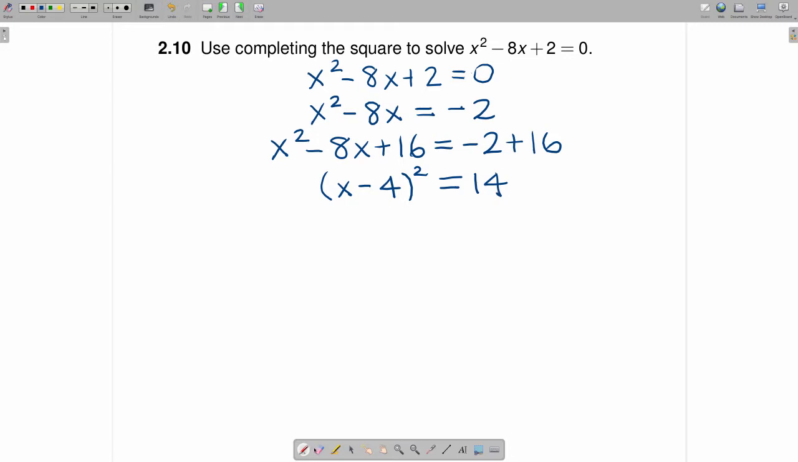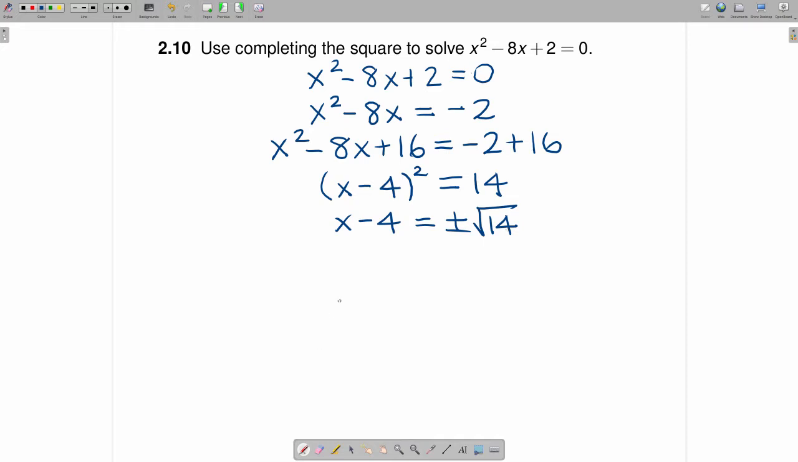The next step is to take the square root of both sides. Remember, we're trying to solve for x, so we take the square root of the left-hand side and the square root of the right-hand side. When we take the square root of the left-hand side, we get x minus 4. When we take the square root of the right-hand side, we get plus or minus the square root of 14.